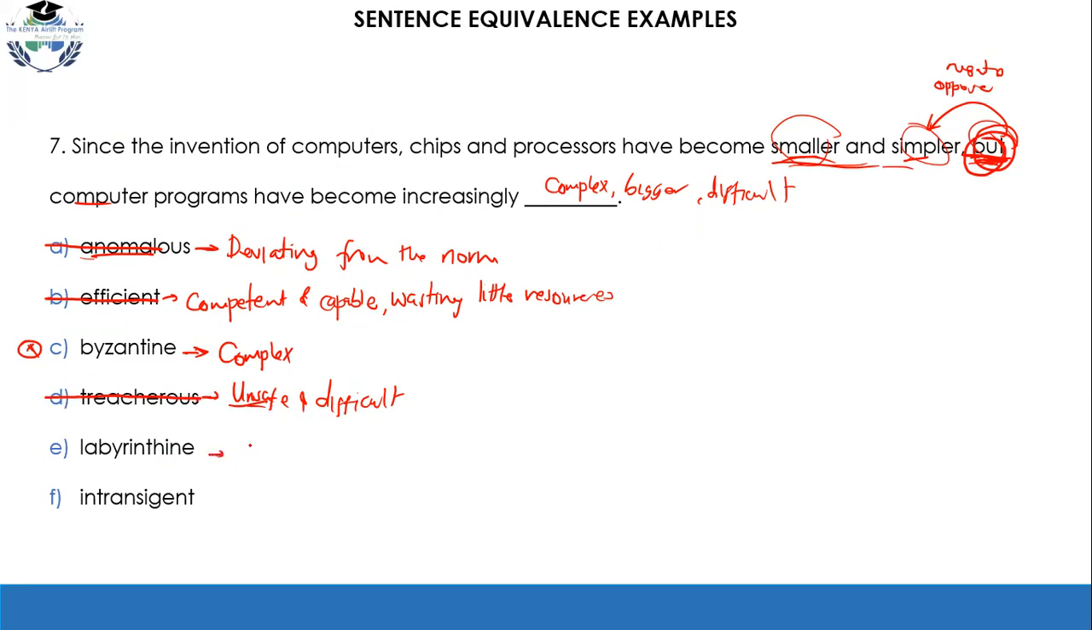Labyrinth again means complex. It's a labyrinth, right? We have read about the story of the labyrinth. There's usually a famous story around a labyrinth. So it means it's complex, it's a puzzle, right? When you have these types of puzzles where you have to find your way, that's usually called a labyrinth. So this one again really works well for us. Labyrinth is complex. Intransigent means uncompromising.